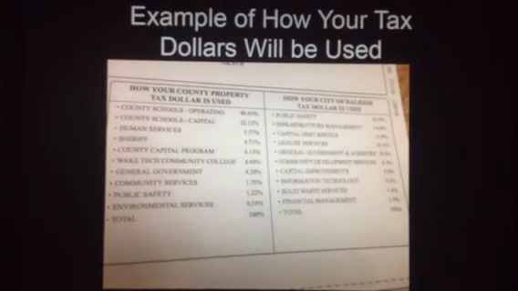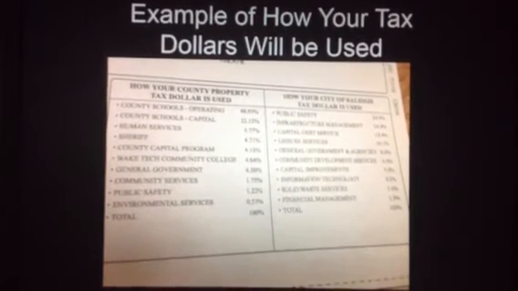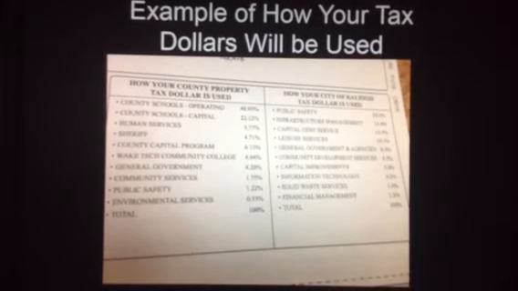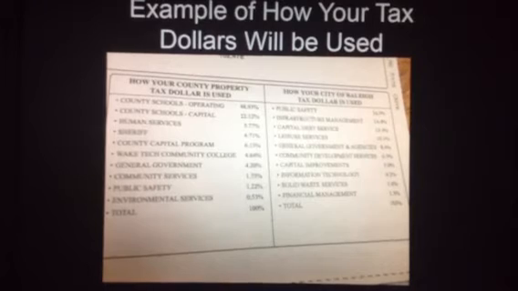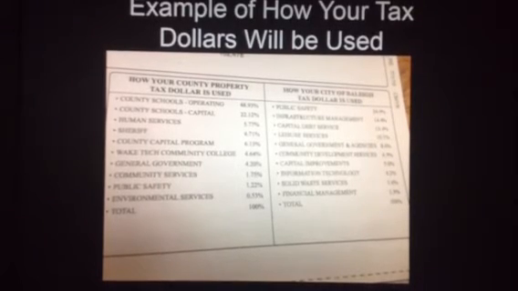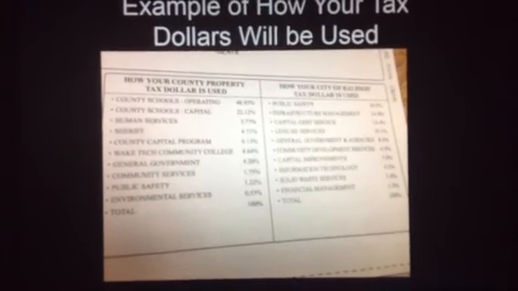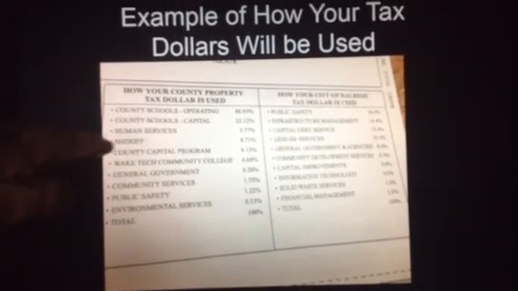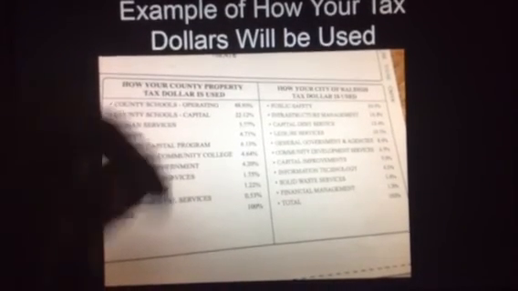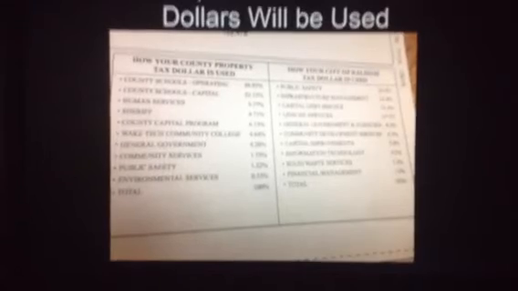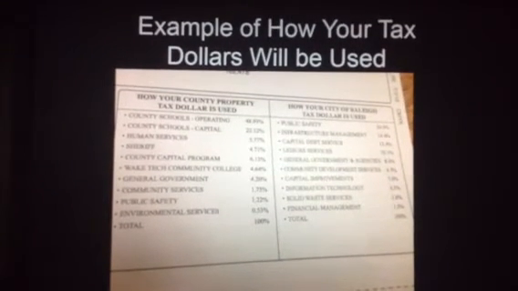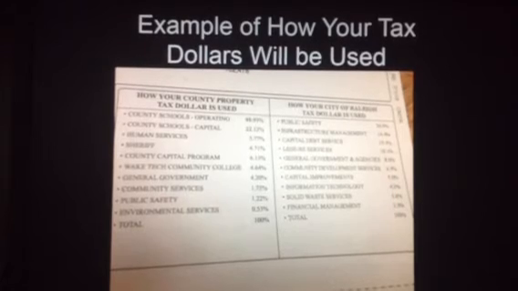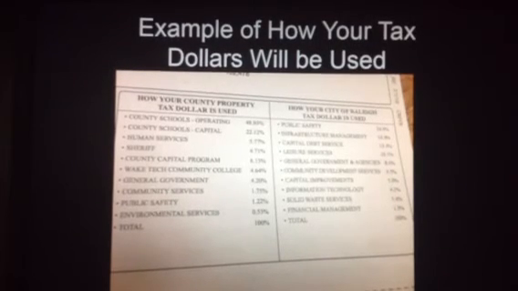Thanks. Example of how your tax dollars will be used. You get this when you pay your tax bill, but you can see county schools, very, very high rate. On the left-hand side is the county, how the county spends its money, and on the right-hand side, City of Raleigh. I pay Raleigh city taxes as well as Wake County taxes, and it just kind of breaks down how your tax money is being spent.